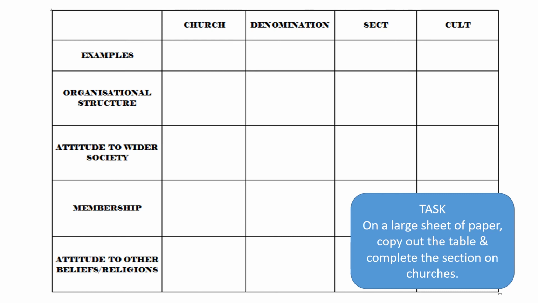So, some examples, I've already given you those. The Roman Catholic Church, Church of England, you could use other religions as well. Organisational structure, what are they like in terms of their structure and their hierarchy? Attitude to wider society, if you want to use Wallace and his 3 categories, that would be great. Membership, who joins them? Who goes regularly? What do they expect of their members? Is also an interesting idea. And then finally at the bottom, attitude to other beliefs and religions.